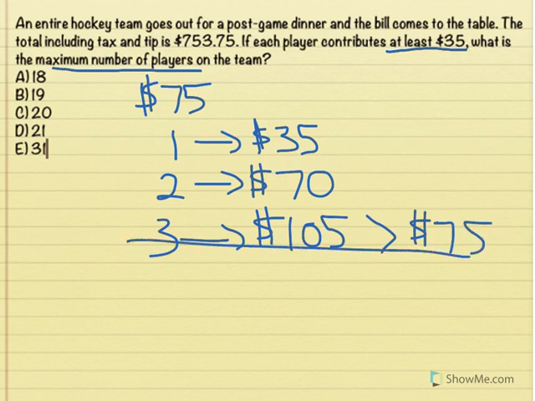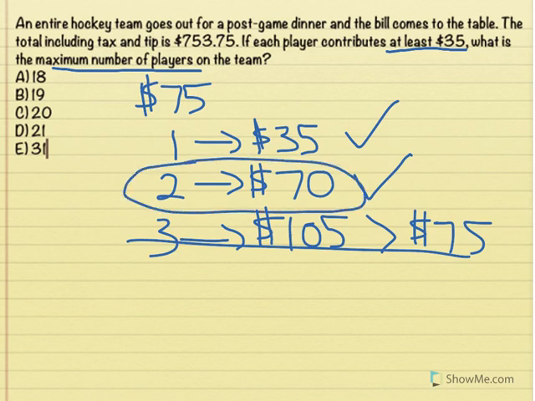70 is still less than 75, so there could be 2 players. There could be 1. They would just have to pay more per person, but in this case, the maximum number would be 2. So in other words, we're trying to get to this number of players where when we multiply it by the minimum that they're going to spend, which is 35, we get to a number that's as close to the bill as possible without going over. So 70 is close to 75, but 105 is over 75, so we know it couldn't be 3.